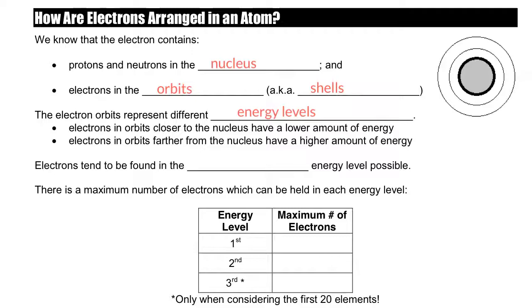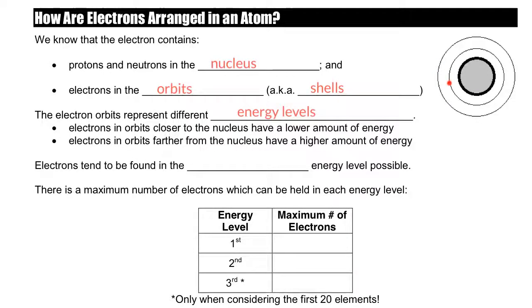And these orbits around the nucleus, where the electrons exist, they represent different energy levels. So there are distinct levels of energy that electrons can have for each atom.